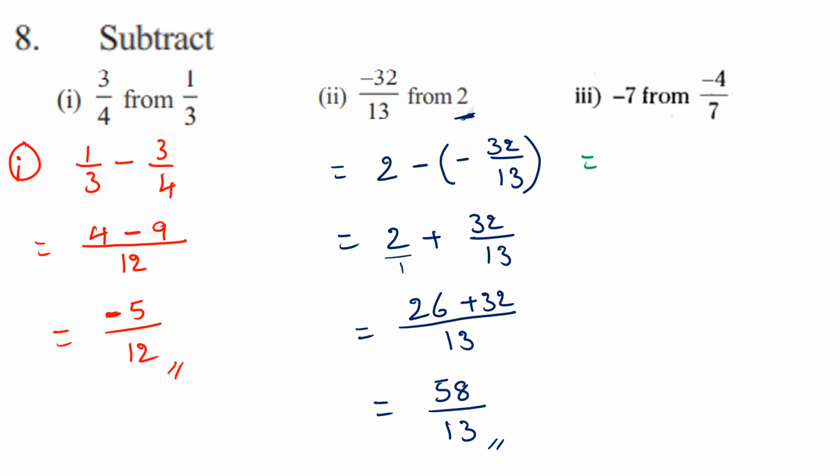So here we should subtract minus 7 from minus 4 by 7. That's why we write minus 4 by 7 at first, then minus of minus 7. So it becomes minus 4 by 7, minus of minus, that should be plus, right? So that is plus 7.